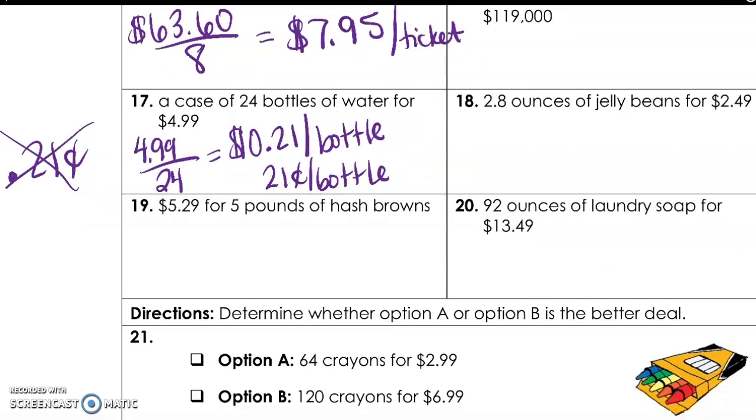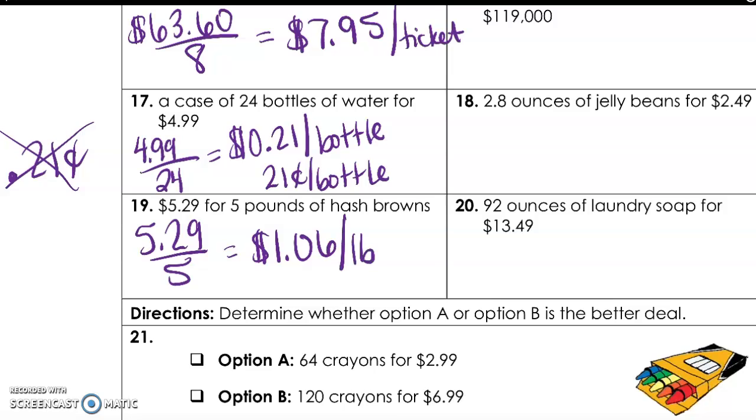And then 19, we have $5.29 for 5 pounds of hash browns. So $5.29 divided by 5 gives us $1.06 per pound. Now these, if you have to round, since it's money, you need to go out to 2 decimal places. All right, so if it's just a normal unit rate, you can just do one number after the decimal. But for money, you always need to go out to 2 decimals, okay? So this was like 1.058, all right? So instead of making it $1.10, you need the 8 to make the 5 become a 6, okay? So with money, you need to go to 2 decimal places instead of just 1.